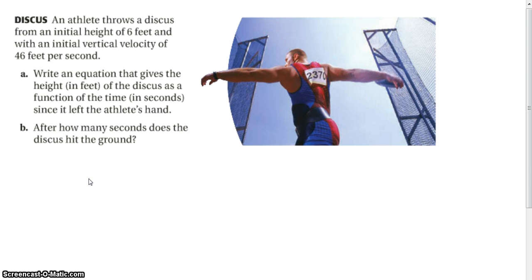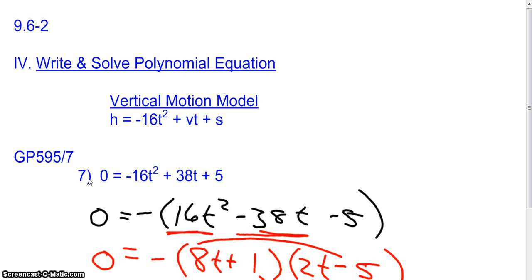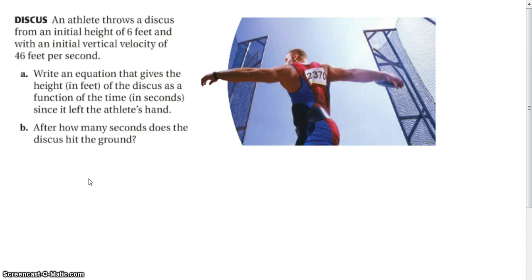So a perfect place to use our thrown object model, or projected object, or vertical motion, whatever we call it. And it is h equals -16t squared plus dt plus s. So let's see if we can fill in the known values. Substitute. I'm going to give you a second to try substituting the known values.